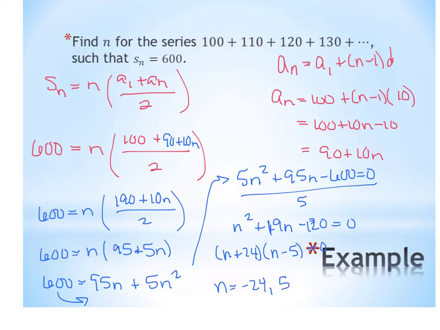Well, we just talked about this. We can't have negative term numbers, and thus we must have the first 5 terms. And really quick, if we come up here, the fifth term is going to be 140. So 100, 200, 300, 400, 500, 70, 80, 90, 100. There is 600 right there.